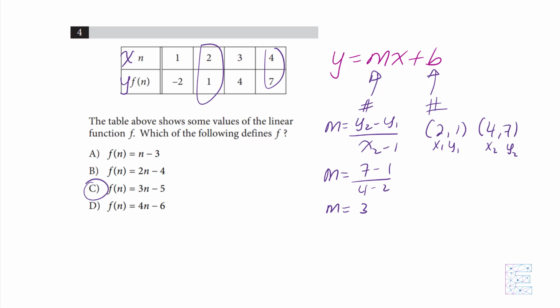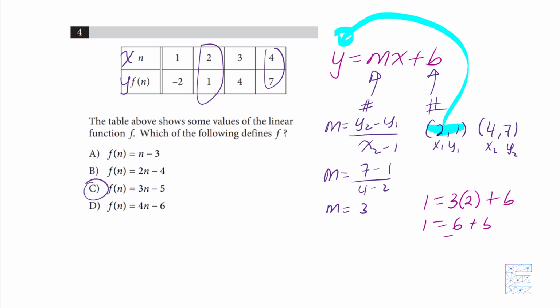If you wanted to figure out what b is, the b value that is, you would just use one of the points that you just used to find slope and plug it into your equation right here. So you would have something that looks like this. You'd have 1 equals the slope that you just found, 3, times x, which is 2, plus b. And then 1 equals 6 plus b. Subtract 6 from both sides. And you find that the b value is -5, which we already knew because we knew the answer was C.